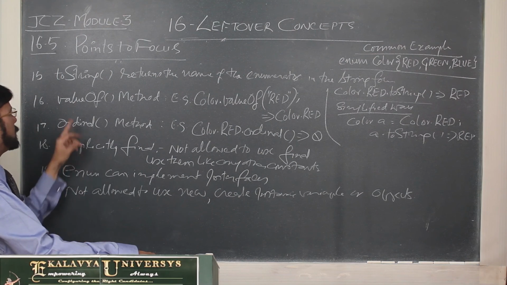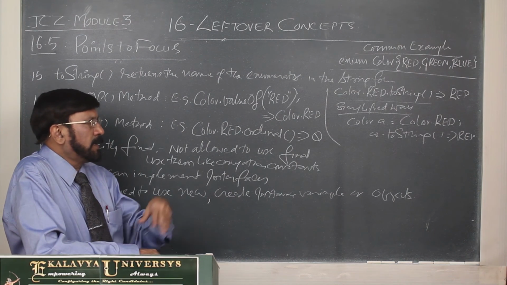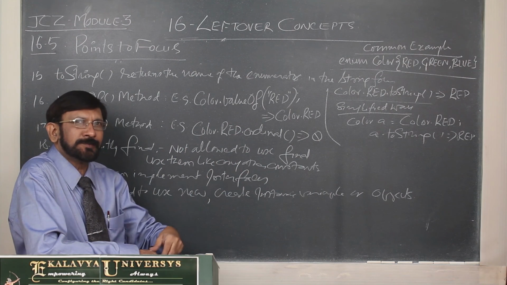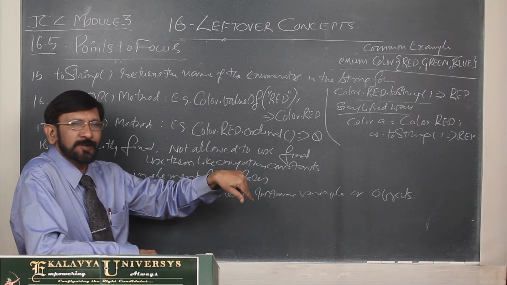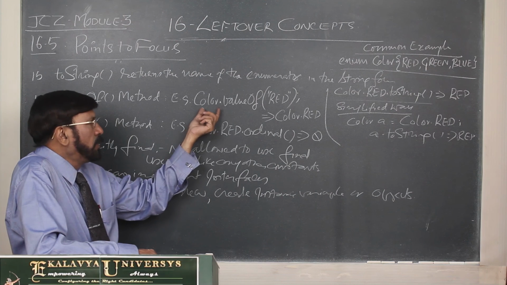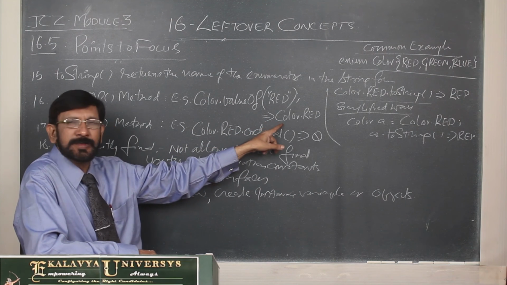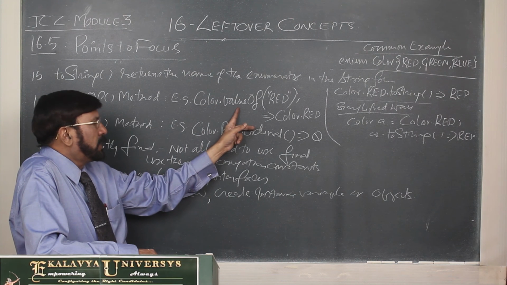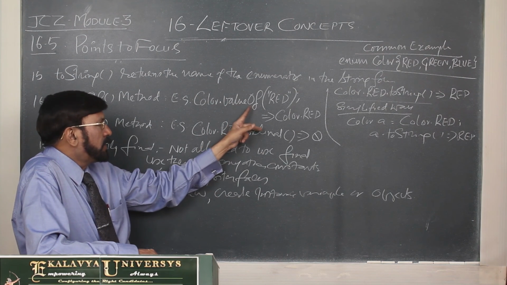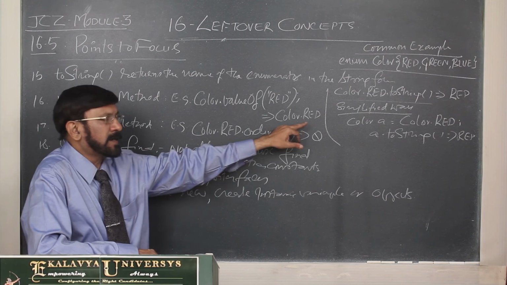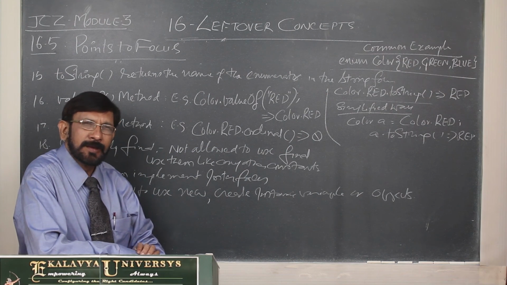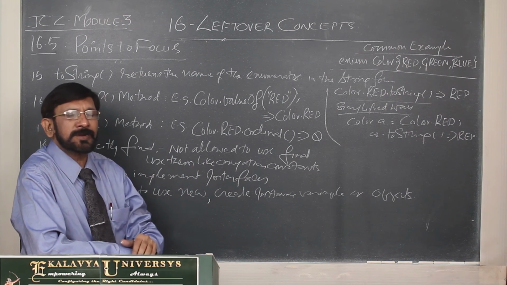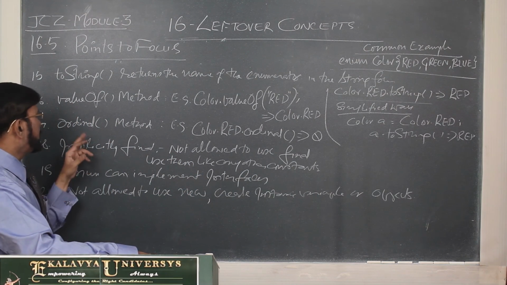Next one, the valueOf method. The valueOf method works opposite to toString. toString prints the enumerator only, but valueOf prints it with the enum name. Now we see Color.valueOf of RED, then Color.RED is printed. Which one you have to use depends on the requirement of the program. That point you must understand.